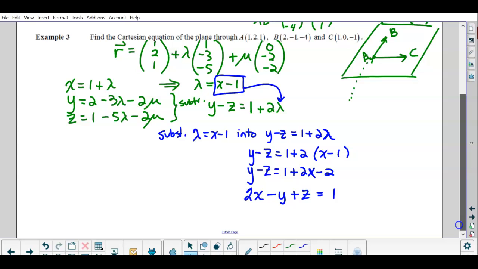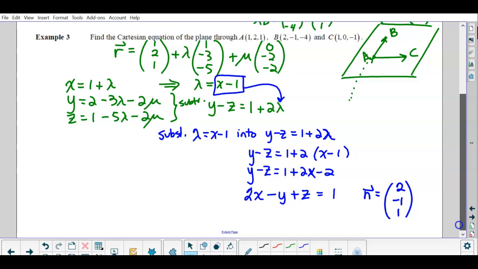From here you can do a little check. You know your normal is (2, -1, 1). So take the dot product with each direction vector. That's 2 plus 3 is 5, minus 5 is 0. Then 2 minus 2 is 0. And then also check your point, does it satisfy? So 2 times 1 is 2, minus 2 is 0, plus 1 is 1. So there are different ways of checking.